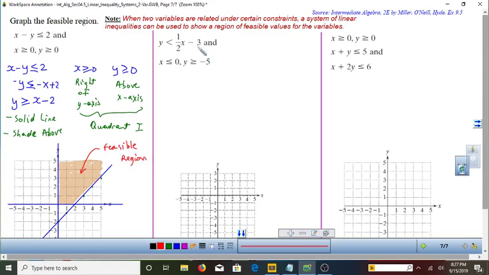Now, let's take a look at another example here. So we have y is less than half x minus 3, x is less than or equal to 0, and y is greater than or equal to -5. So of course this is the y-axis. This is to the left of the y-axis because it's less than. And this is above the horizontal line.